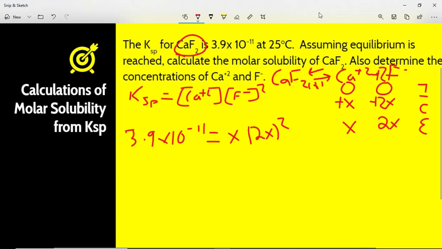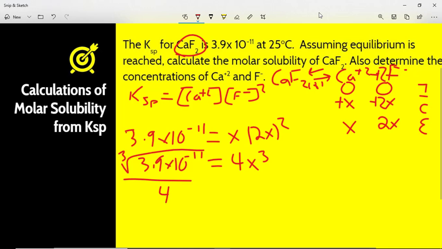So when we combine all of those like terms together, what we get is 4x cubed equals 3.9 times 10 to the negative 11th. We're going to take the cube root of this, and we're going to divide by 4. And that'll let us solve for x. And therefore, x equals 2.1 times 10 to the negative 4th.